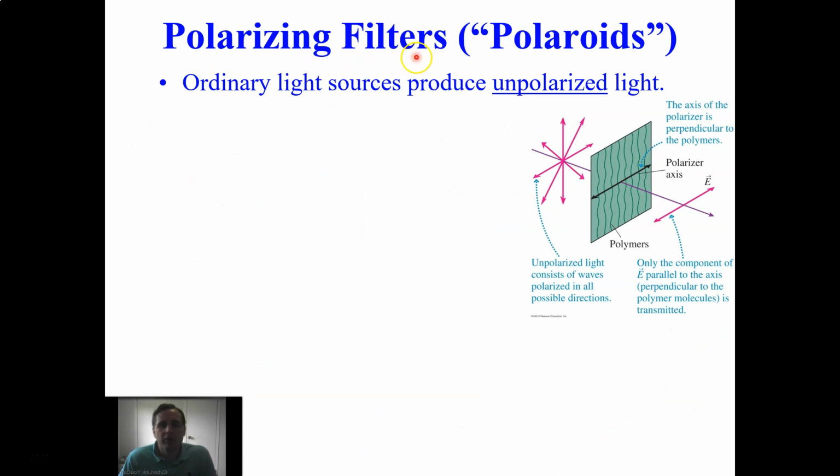So what are these polarizing filters, or these Polaroids? Ordinary sources of light usually produce unpolarized light. What is unpolarized light? Well, it has its electric field not polarized in any particular direction. That is, the axis of the polarizer being perpendicular to these polymers. Now, by the way, the direction of these polymers is not so important. You really just need to know the direction of the polarization axis.